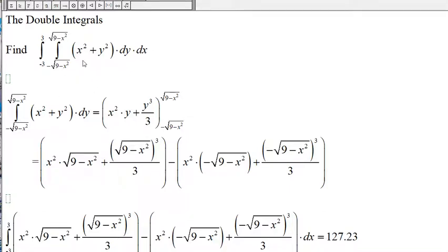Here we want to find this double integral. And so again, to evaluate this double integral, we can try to evaluate it directly. First, evaluate the inside integral, which is this integral. This integral is with respect to y.